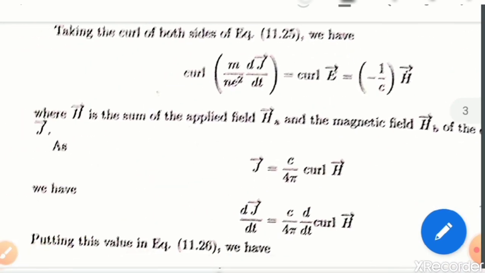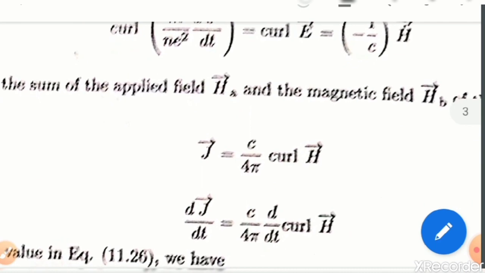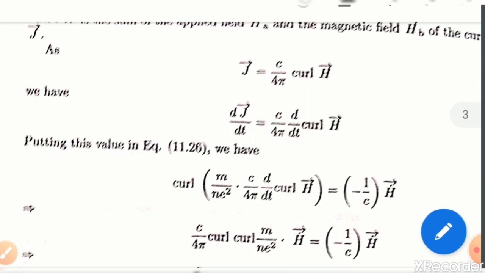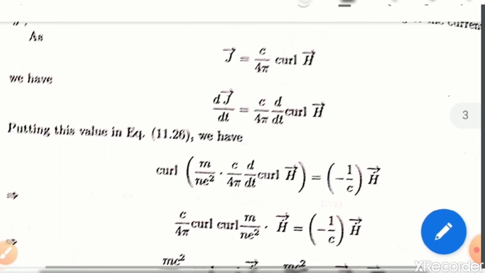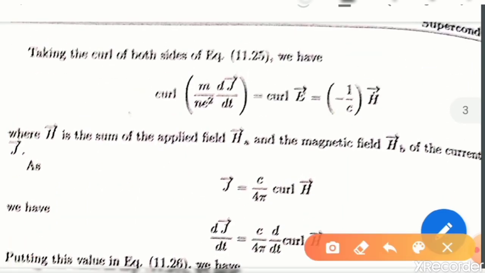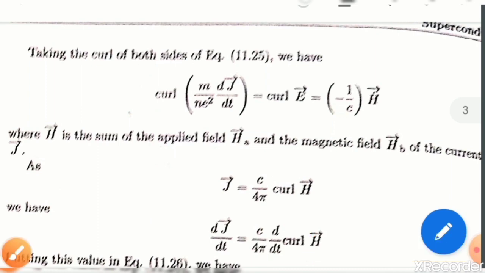Differentiating this equation with respect to t, we get del by del t of curl of H. Curl is position dependent, and del by del t is the time dependent part. Putting these equations into the above equation, we get a relationship for curl of H, equal to minus 1 upon c del H by del t, and c by 4 pi curl of curl H into this factor.